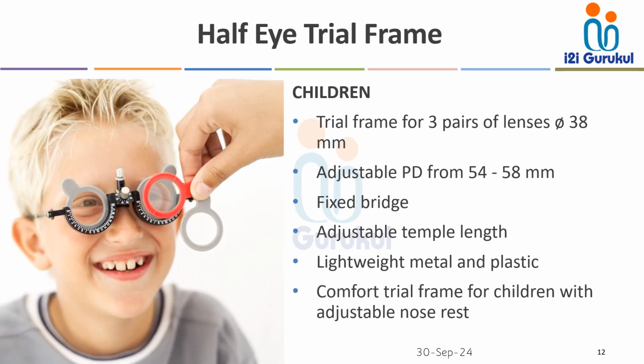As I mentioned in the earlier slide, this can be used for children. This trial frame has 3 pairs of compartments to hold the total diameter of 38mm standard trial lenses. It has adjustable PD from 54mm to 58mm. Also, this frame has a fixed bridge and adjustable temple length, and it is light in weight, and this frame is available in metal and plastic material also.